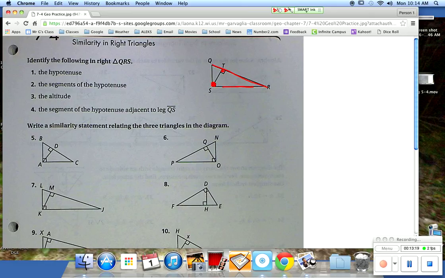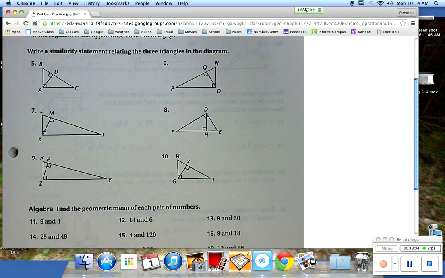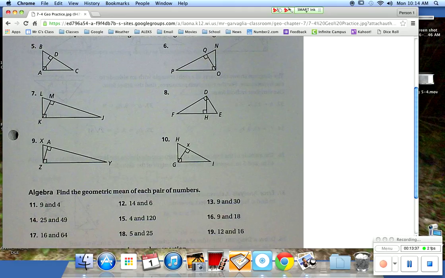Segments of the hypotenuse. The altitude, we know what the altitude is. Segment of the hypotenuse adjacent, I'm not worried about that. I want you guys to be able to figure this stuff out. We want to write similarity statements for this, and they're going to ask you to do that in the assignment. We have three triangles in this. Right here, we have three triangles there.